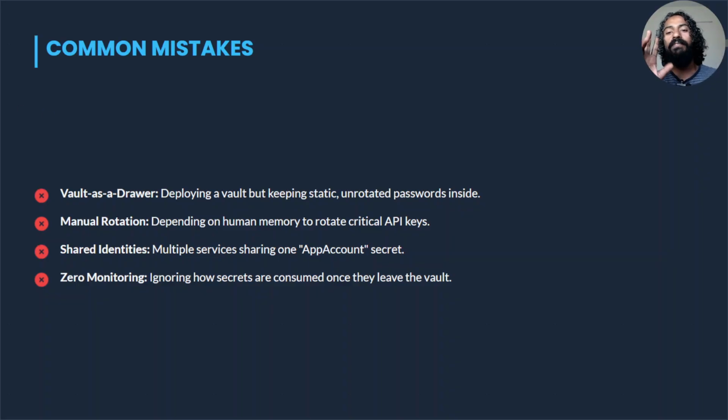A very common mistake is deploying a vault but continuing to use static passwords. Another one is manual rotation. People say, we have a policy to rotate, and we are doing this rotation manually. That's a mistake. Or shared service accounts, what I mean is a single service account used across multiple systems for different purposes. That's a risk again, that's a mistake. So buying a tool does not change architecture. Behavior and integration will actually change the architecture and make us stronger.